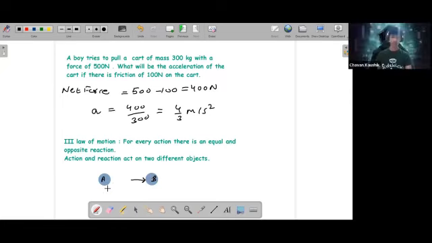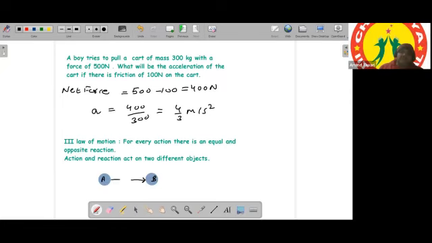Yes, sir. So object B will push the object A. We see here that the two forces, action and reaction, are equal and opposite, but they are acting on two different objects. The force on B is in the positive direction, but the force on A is in the negative direction. So the two forces are acting on two different objects. That is why they cannot cancel each other.